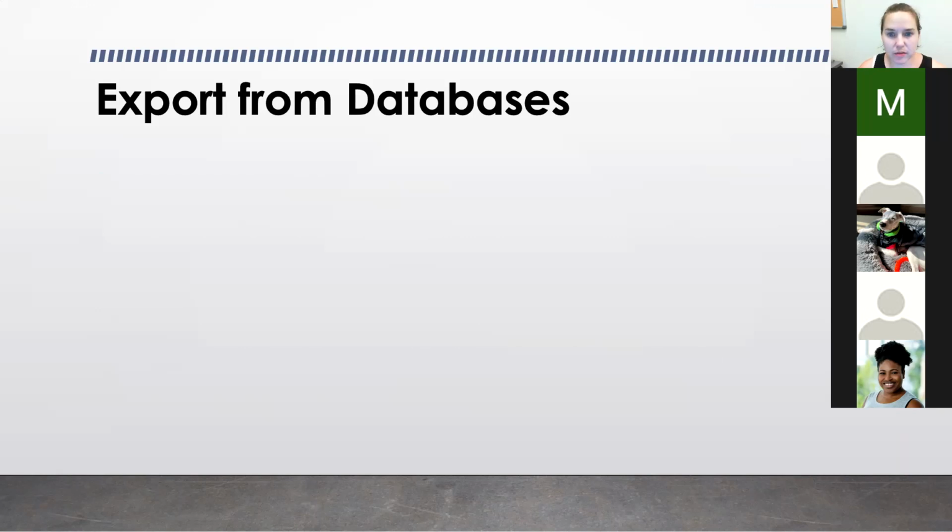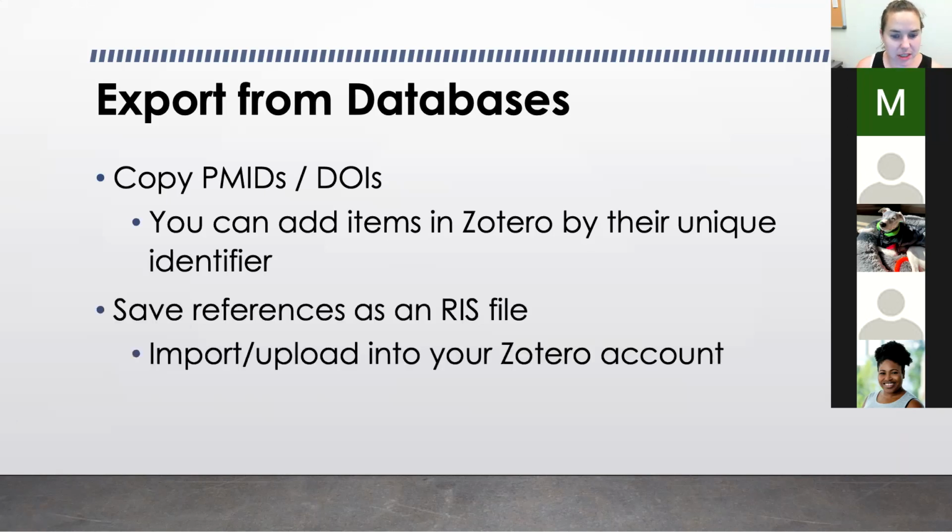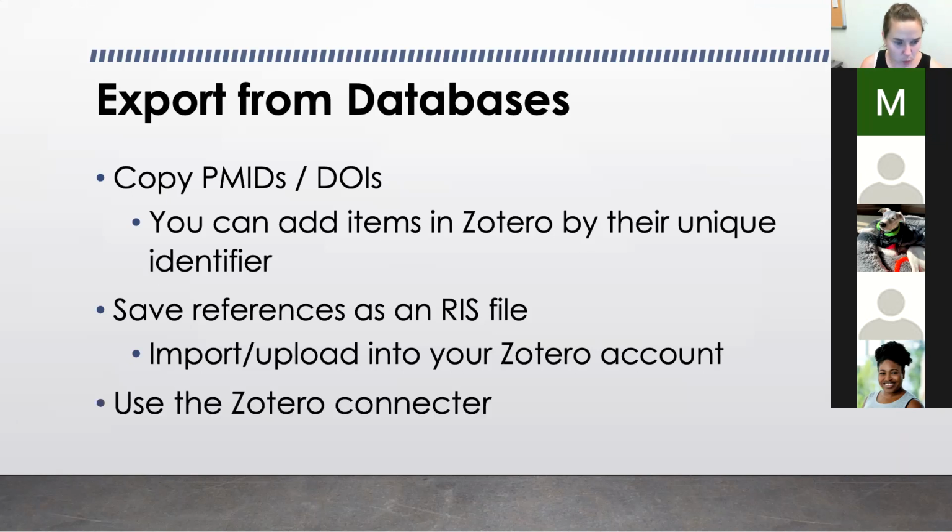So exporting from databases, you can copy the unique identifiers. You can save references as an RIS file, which I will demo in OneSearch. Or you can use the Zotero connector. So there are a whole bunch of different ways you can get stuff into Zotero from whatever database you're using.